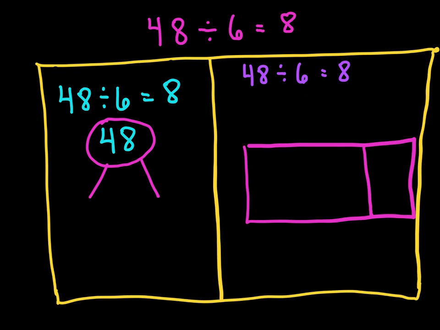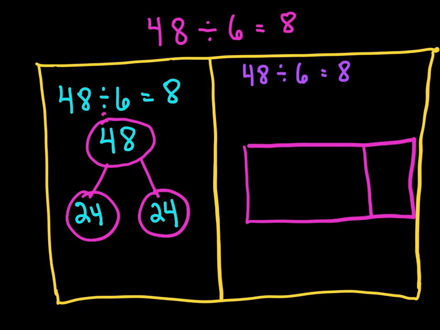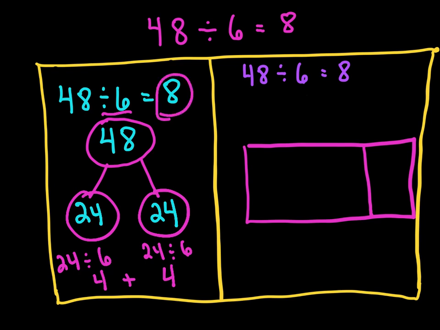The next one to divide, we get a break apart, again, 48 divided by 6. So we break up 48. And this one we're going to actually break up evenly, a 24 here and a 24 here, because 24 plus 24 is 48. And 6 can go into 24, because if we do 24 divided by 6, we get a 4. And on the side, if we do 24 divided by 6, we get 4. 4 plus 4 is 8.